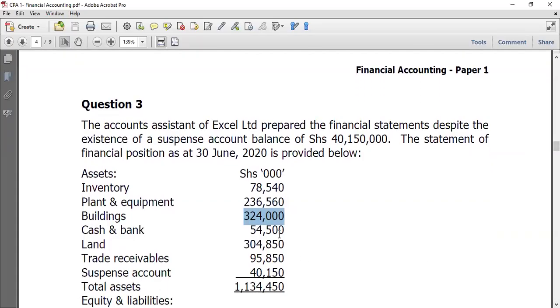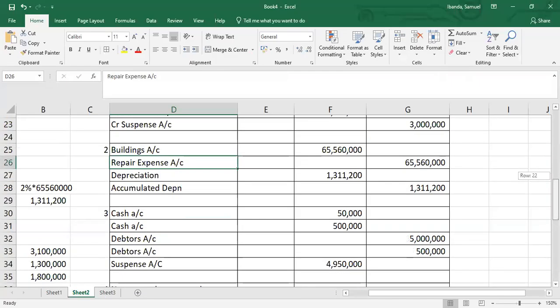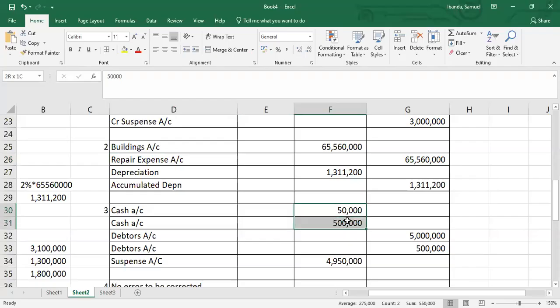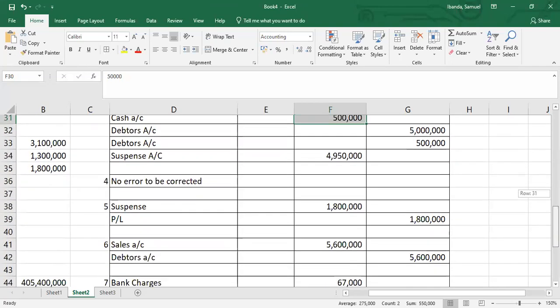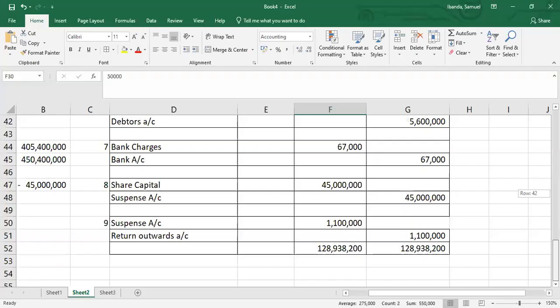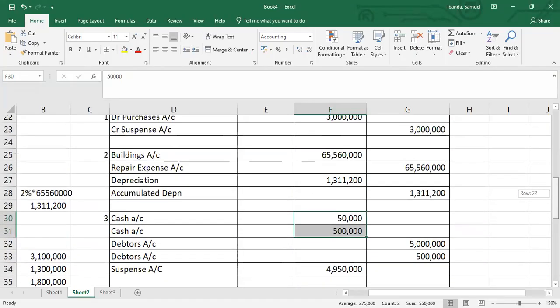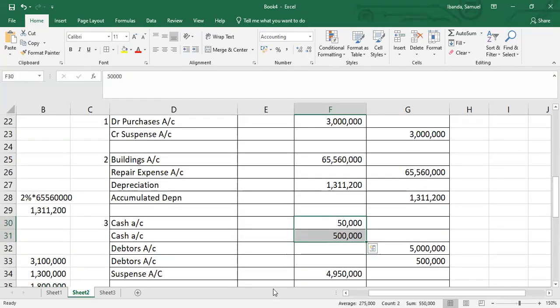I'll come to my cash and bank. The question will be, is my cash and bank still the same? No, because I have different items that have affected my cash and bank along the way. The first one that affected it was this one, where we had a 550 that was being debited on the cash account. So this increases my cash and bank account by 550. And then I'll come down to see if there's any other item. There is no other item. So I'll just adjust my cash by 550, okay?